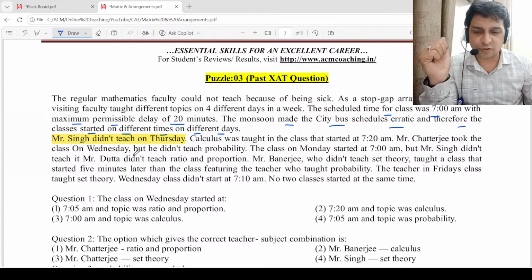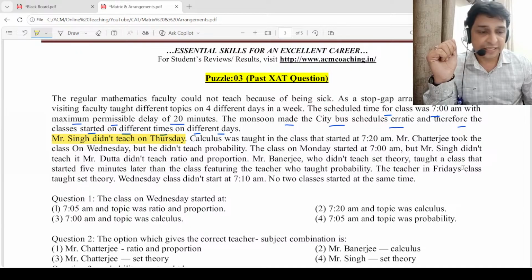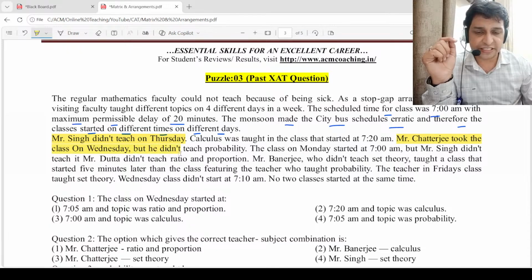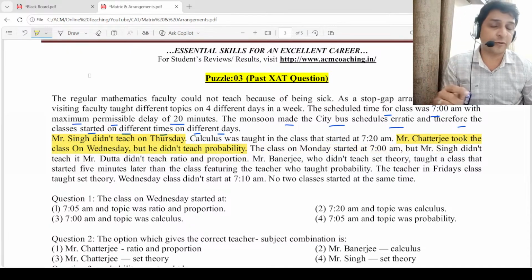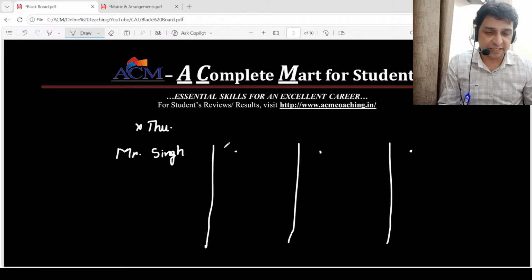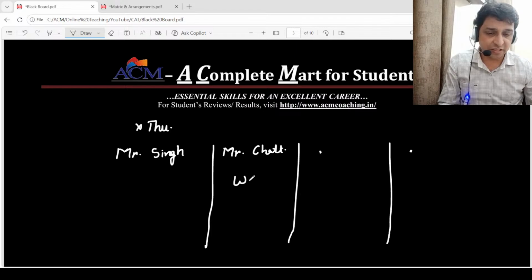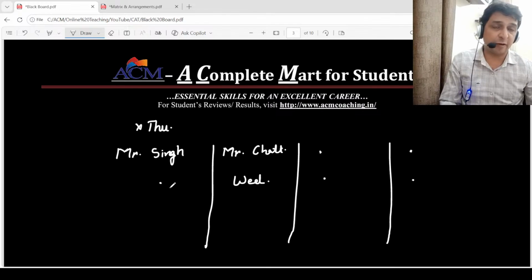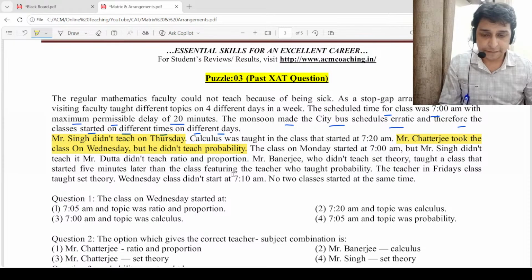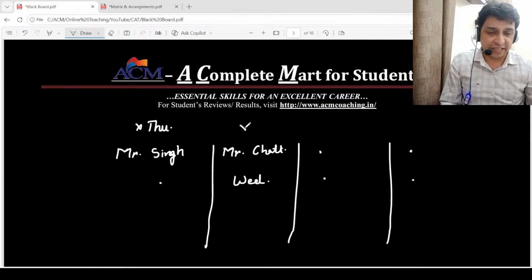Mr. Chatterjee took the class on Wednesday. Now the other person which we know, that is Mr. Chatterjee. So I can write his name also. He took the class on Wednesday, but he did not teach probability. So all the information related to him we can write. So the next faculty is Mr. Chatterjee, and he took the class on Wednesday. So days we're gonna write here. We don't know till now the names of other two faculty members. And he did not teach probability, so I can write he will not teach probability. I can write it here.